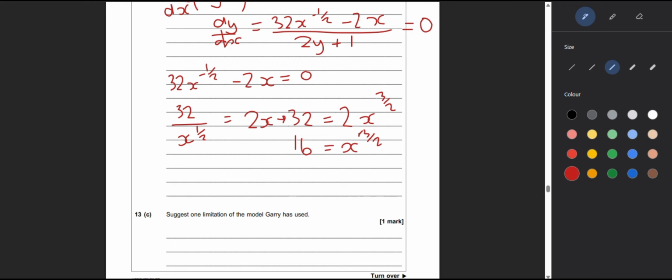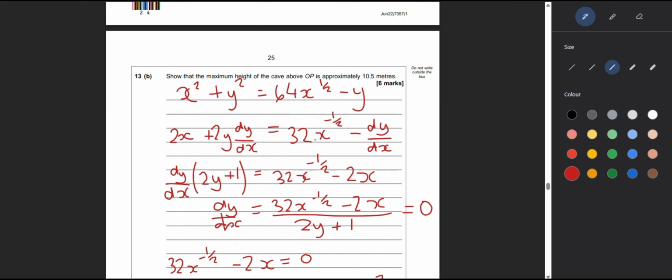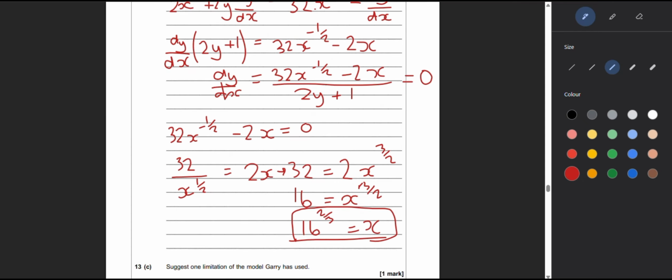Now, that's not going to give me a very nice number. It looks like it should work, but it doesn't give me a nice number. So I'm just going to say that x is 16 to the power of 2/3. I've just inverted the powers there. So I've got that. But now I need to think about what I've actually been asked here. I've not been asked for x, I've been asked for y. I need to show the maximum height is that.